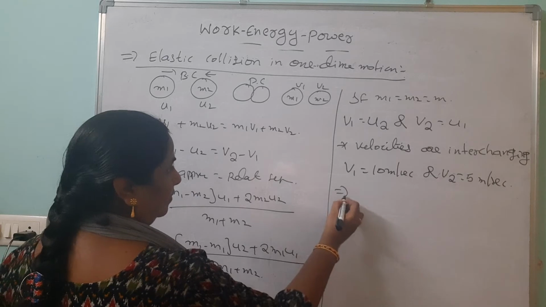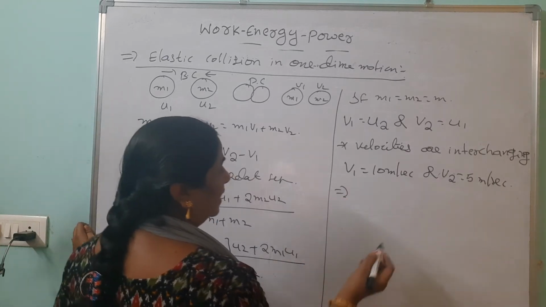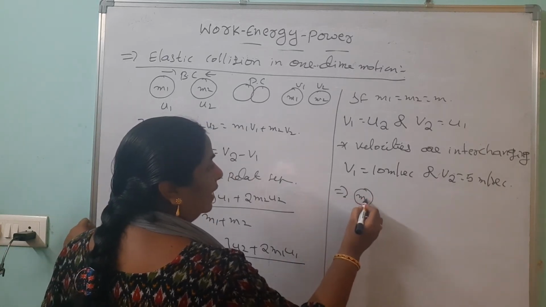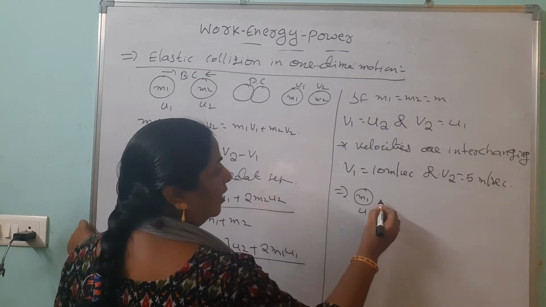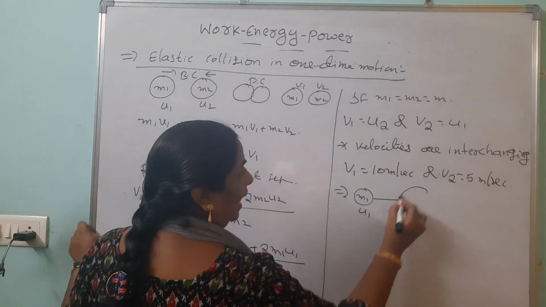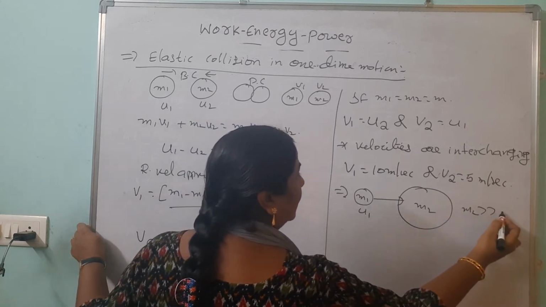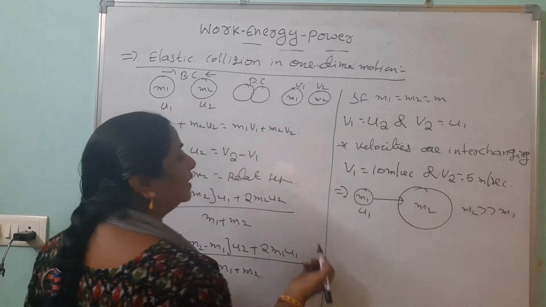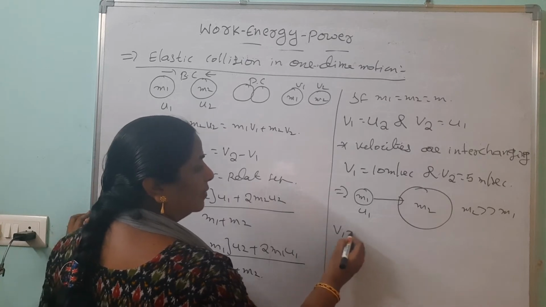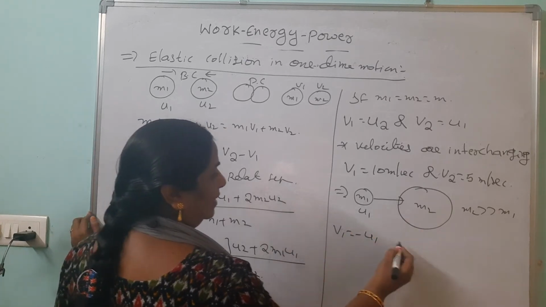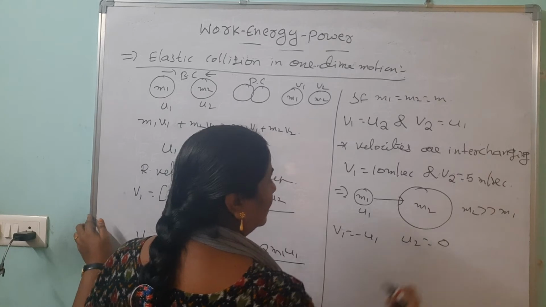Like that, here we are taking one more case. This is one small body m1, moving with velocity u1, and it is making collision with m2. Here m2 is very much greater than m1. Then after collision, what is the velocity of the first body? Minus u1, it comes reverse. Then as usual the velocity of the second body is 0.